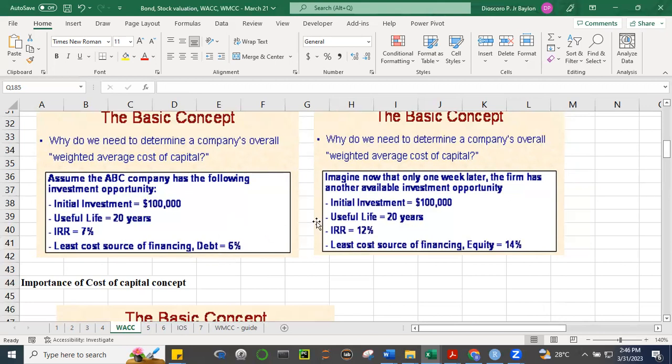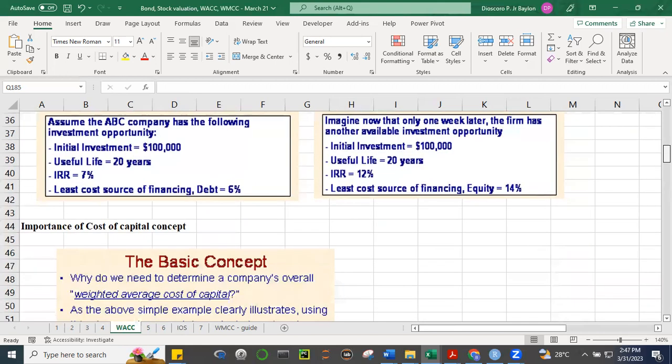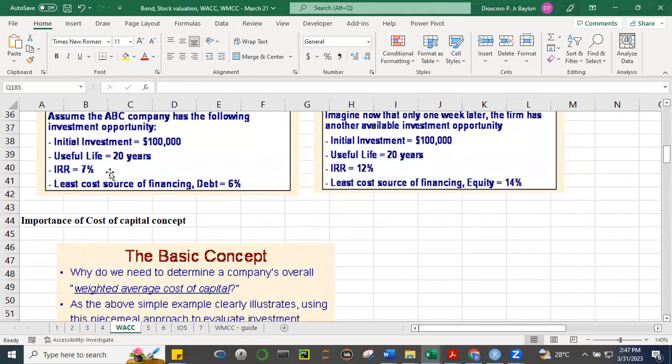Just like this, on the other hand, we have this $100,000 investment. Useful life is 20 years. IRR is 12%, and the least cost of financing, which is equity, is 14%. So here the company might say no to this project because the cost of equity, 14%, is greater than the return of the project, 12%. This will most probably give the company wrong decisions because they're basing it on cost of financing using debt alone and using equity alone.